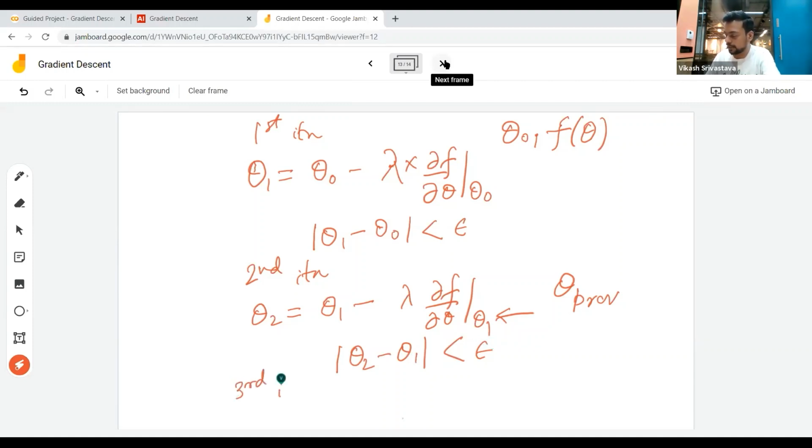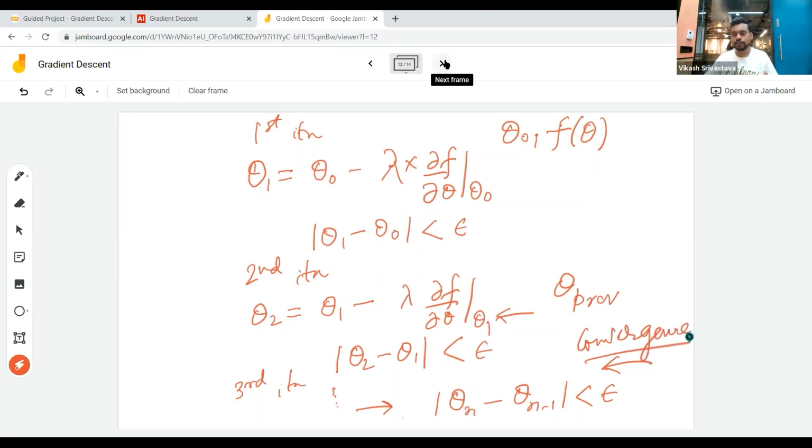So in a similar way, we'll keep on iterating until we get some theta n minus theta n minus 1 less than epsilon, right? So once this is achieved, this is what we'll call convergence, as in the algorithm has converged and we have been able to find the minimum of the loss function, right? So once we have that, that particular theta n, here of course I'm talking about a single parameter model. I'm assuming that this function has a single parameter, right?